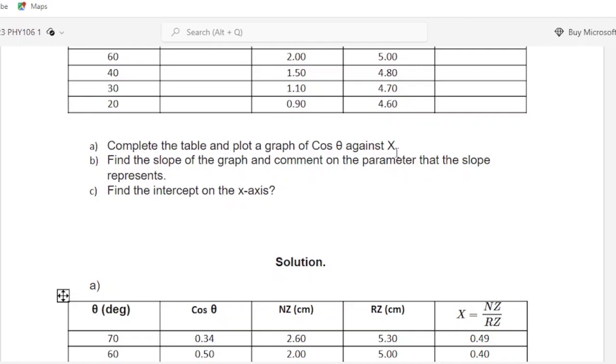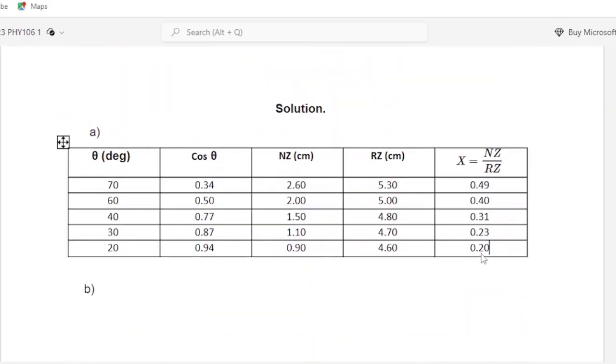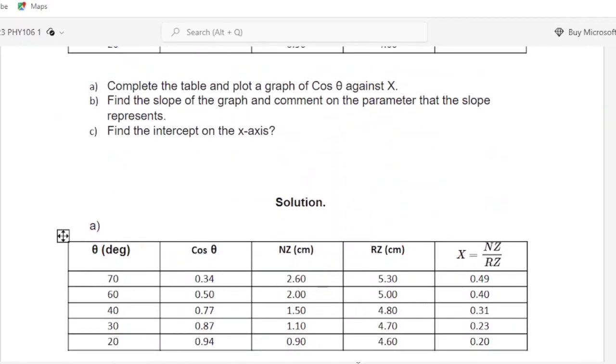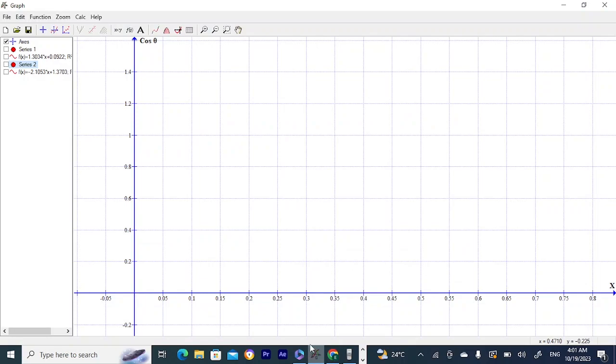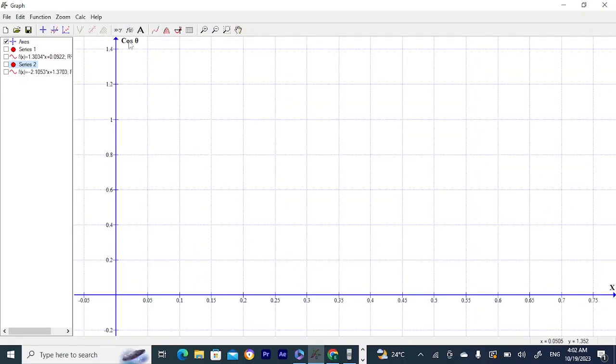So I'll head over to my graph sheet and then plot this, cos theta against x. All right, so let's go to our graph sheet. So I'm having this. You can see I've already scaled this. I've labeled the axes. So here's my cos theta axis, and here's my x axis. And you can see my scale. Of course, every graph must have a title and a scale. So go back and put the title of my graph and the scale of my graph.